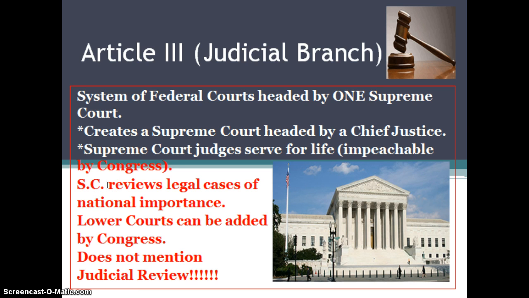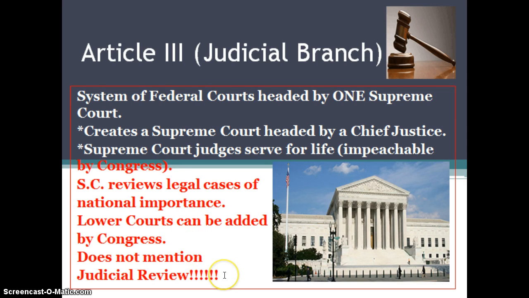So again, you'll talk about national cases of the Supreme Court throughout the year in U.S. history. Lower courts can be added by Congress. Article 3 does provide for courts underneath of the federal Supreme Court to be added. Again, it doesn't say they have to, but it does provide for it in case.